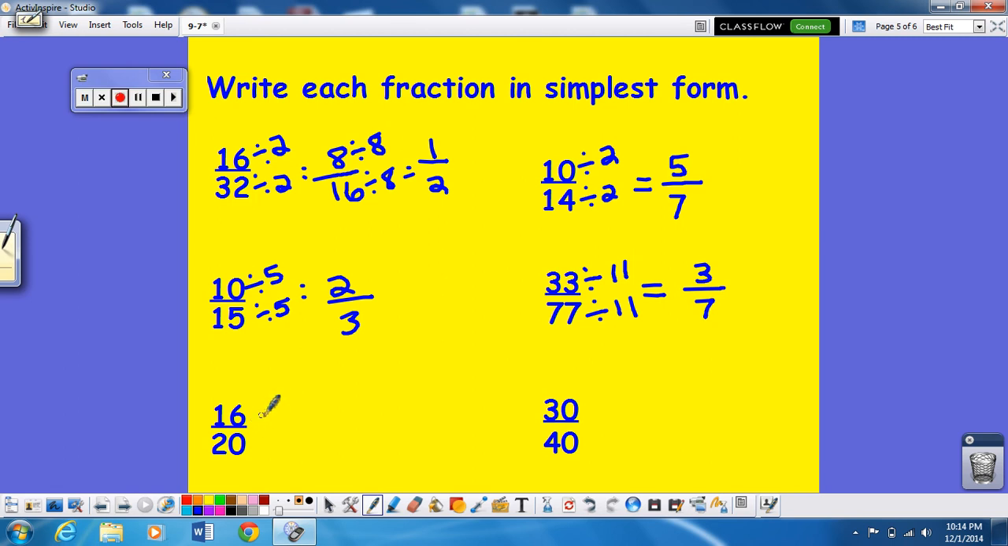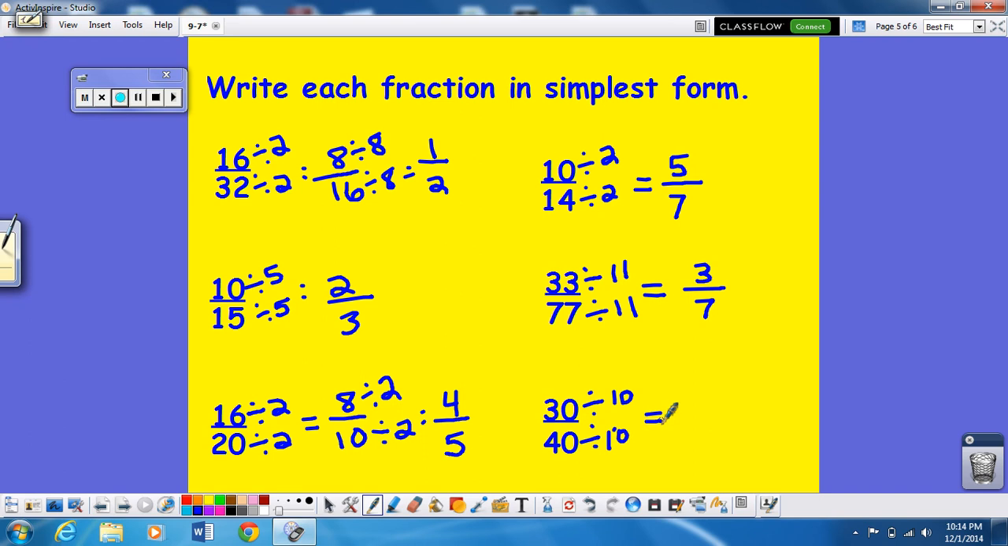16 twentieths, they're both even. Great place to start is 2. If you know your facts well, you're probably going to want to start with 4. 16 divided by 2 is 8. 20 divided by 2 is 10. Another even numbers. Let's go by 2 again. 8 divided by 2 and 10 divided by 2. So you have 4/5. There's nothing that goes into 4 and 5 other than 1. And then 30/40ths, I know those are both multiples of 10. Divide them both by 10, and I'm going to get 3/4. And there's nothing that goes into 3 and 4.